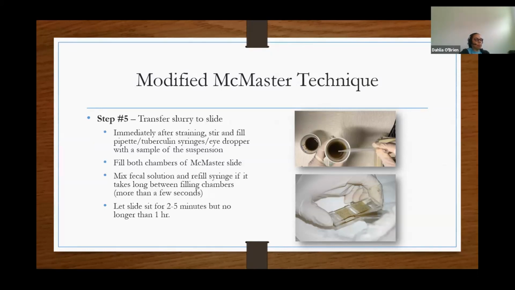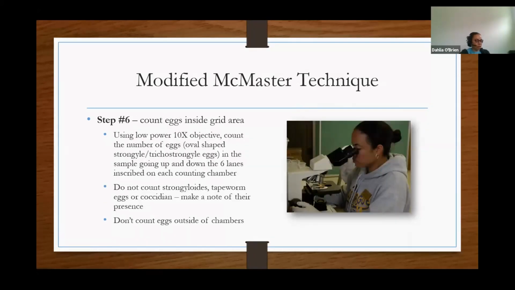All right, and then you're going to want to let this sit for 2 to 5 minutes. When I learned this technique, I was told not to let it sit for longer than an hour, but there are some labs that will say don't let it sit for more than 30 minutes, because that solution will start to evaporate out, and it will affect your counting. So 30 minutes might be a better way to go.